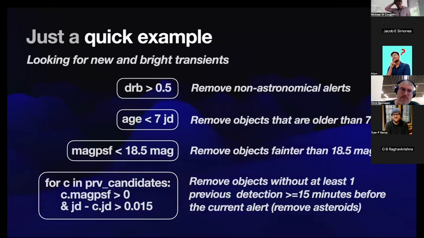Okay, so this is the Bright Transient Survey bot, as we call it. This is a relatively simple example that we've had a fair bit of success with, right? We put some real-bogus score. We constrain the age: the object can't be any older than 7 days. It needs to be brighter than 18.5. And we put some constraints on previous activity.